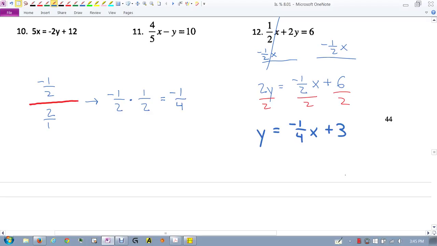Questions? What's our slope here? Negative 1/4. What's our y-intercept? 3. Okay, we're getting there.